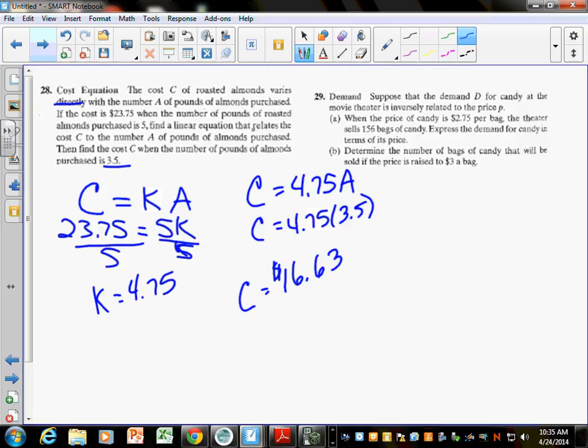So 29, I picked an inverse relation one just to remind you about that. It says, suppose that demand for candy at a movie theater is inversely related to its price. Inversely means that it goes on the bottom. So this would be demand equals K divided by price. And so it's really important that you know that, and that'll probably be one of those last minute review things I remind you the day before the exam. Direct means you multiply, inverse means you divide. You have to know that.